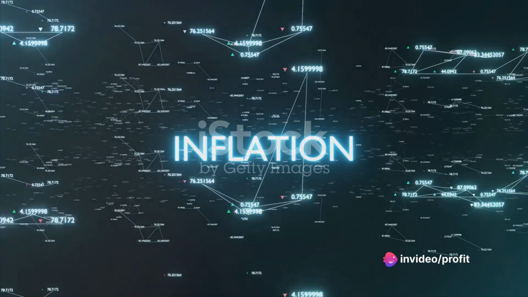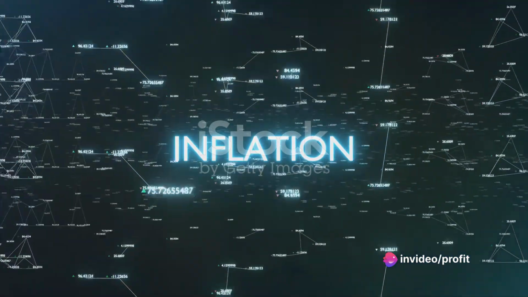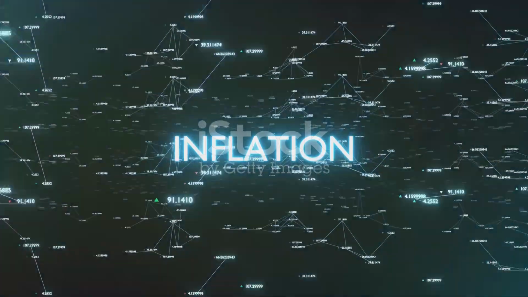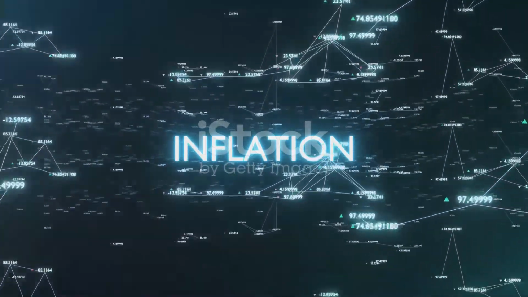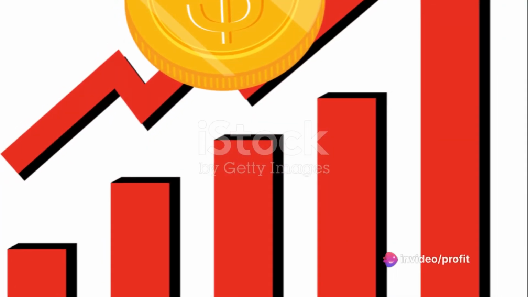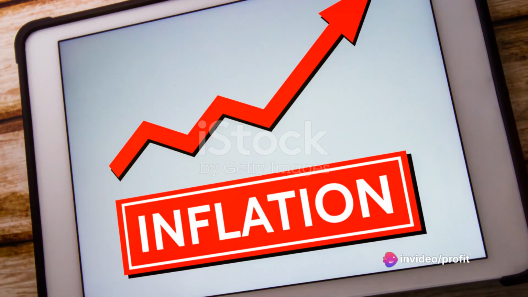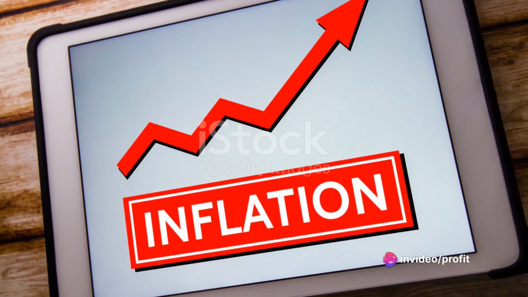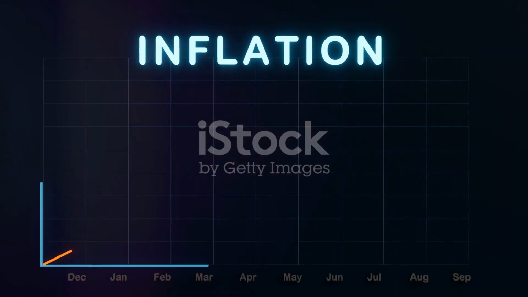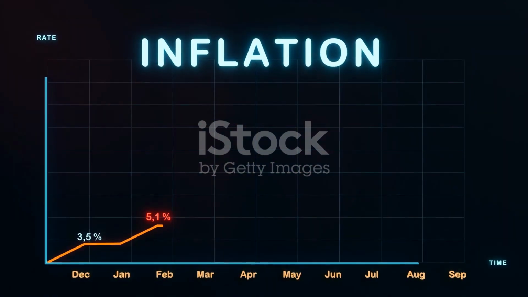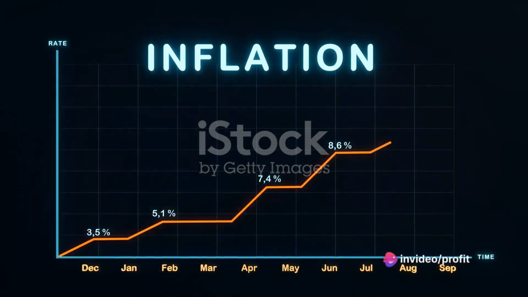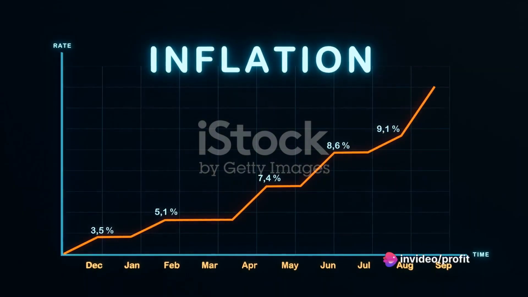But demand pull isn't the only culprit. Enter cost push inflation. Let's stick with our toy example. Imagine the cost of plastic used to make the toy suddenly increases. Or maybe the workers who make the toy ask for higher wages. The manufacturer is left with no choice but to increase the price of the toy to cover these added costs. What we're seeing here is cost push inflation. When the costs of production go up, companies often pass these costs on to the consumer in the form of higher prices.